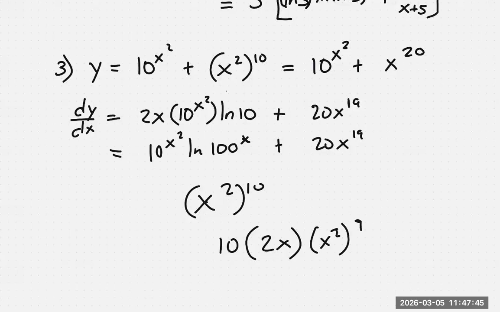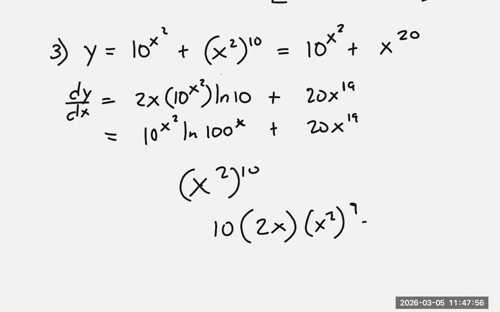Remember, that's the normal chain rule. If you have a function raised to a power, multiply by the power, differentiate inside, multiply by the same function, subtract 1. Now let's simplify that. 10 times 2 is 20x, and we have x squared to the 9, that's x to the 18. So you see the x times x to the 18 is x to the 19.